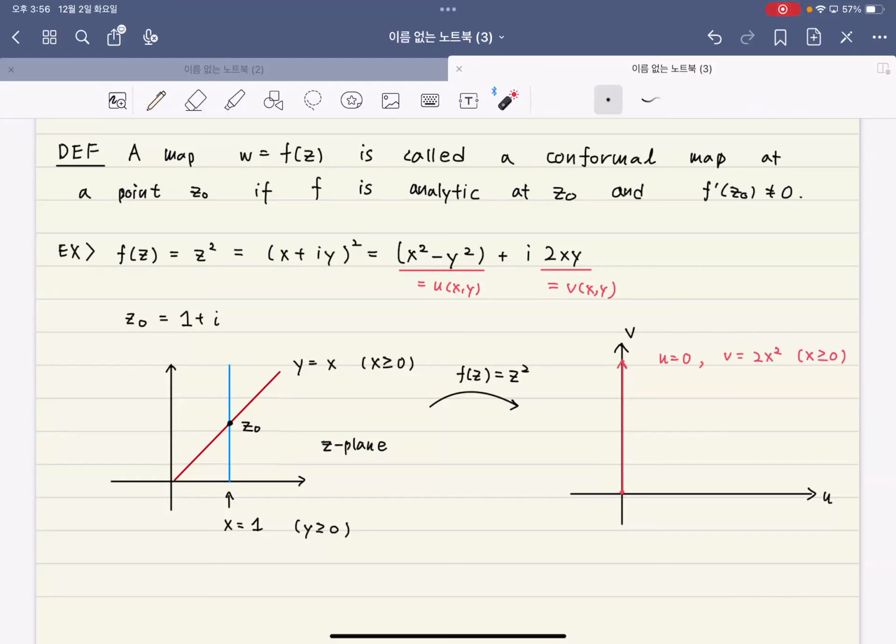What about the second one? This is x equals 1 and y is positive. So for the second guy, u is 1 minus y squared and v is identically 0. So what is this? This is nothing but a parabola.